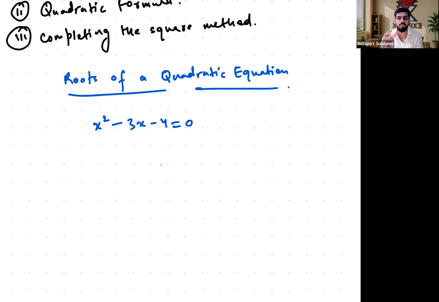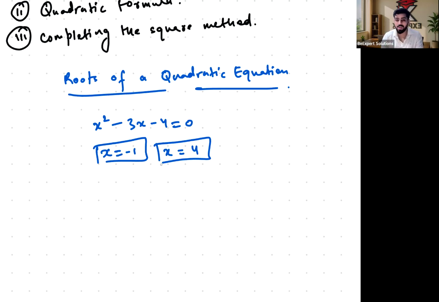After solving it through any of the methods, through factorization, quadratic formula, or completing the square method, you get two values of x. For example, after solving through factorization, maybe I got the value of x as -1 and x is equals to 4. Obviously, I will be telling you how I get these values, but you need to just understand right now what are roots of a quadratic equation.